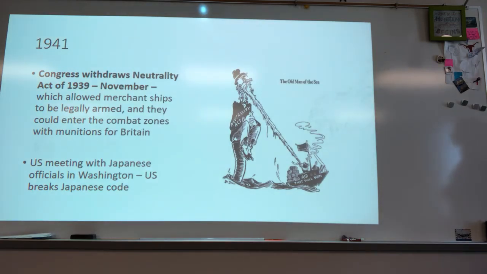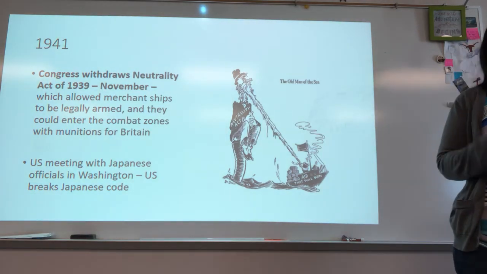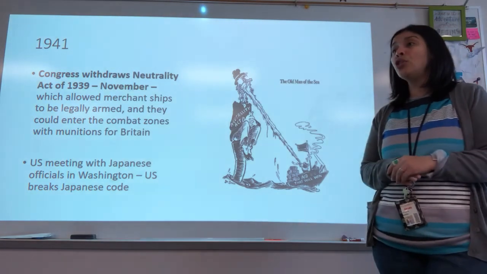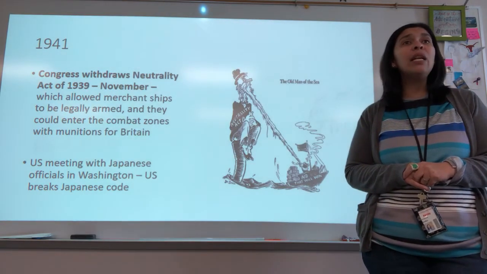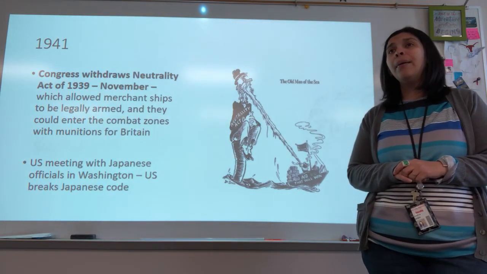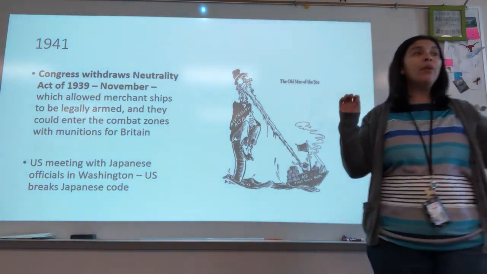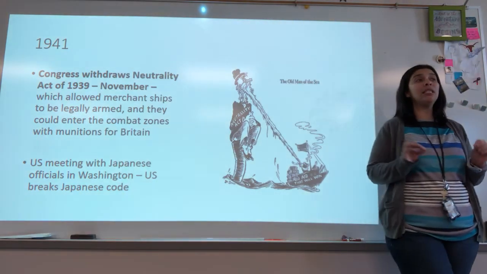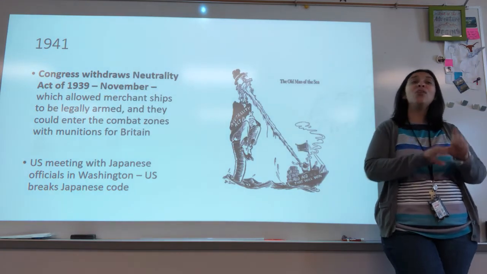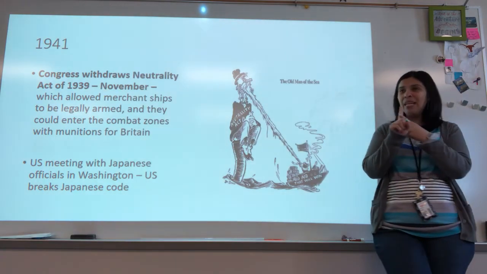The U.S. meets with the Japanese. We inform them that we have broken their code. And when we broke their code, we understood that they said they would attack an American place in the Pacific. We did a map on imperialism. I want you to tell me the American possessions in the Pacific. Besides Hawaii, Philippines.